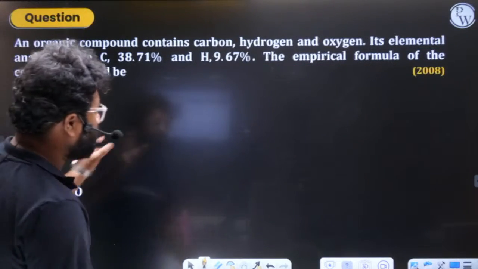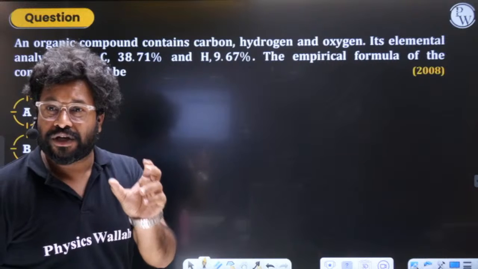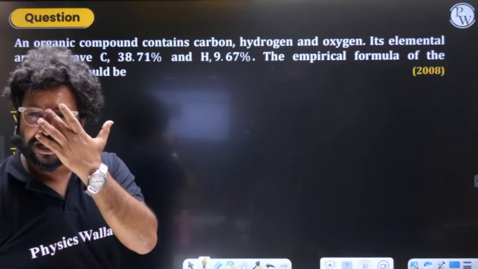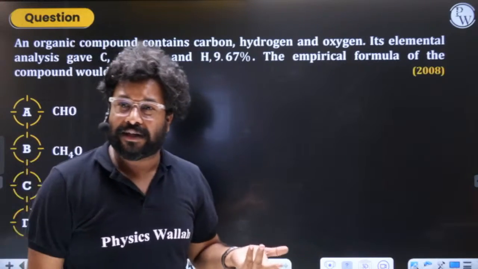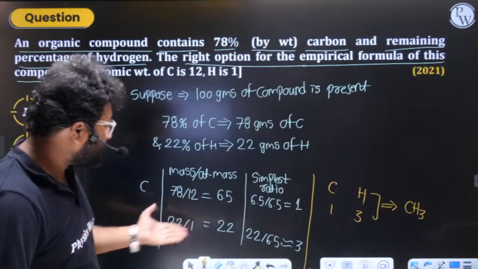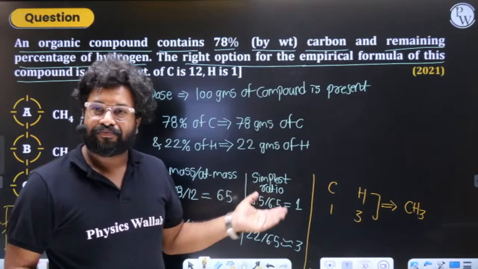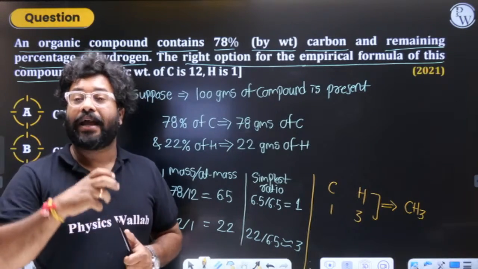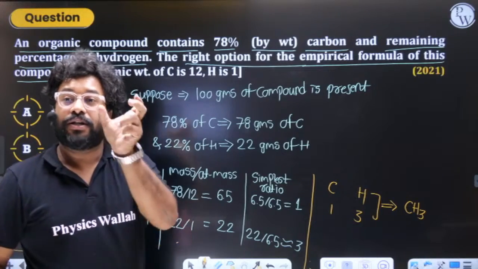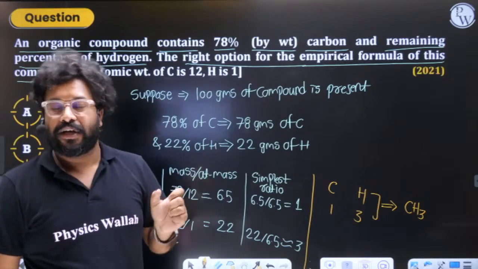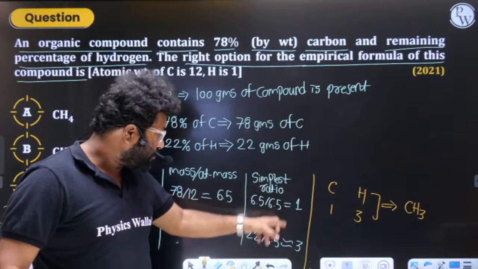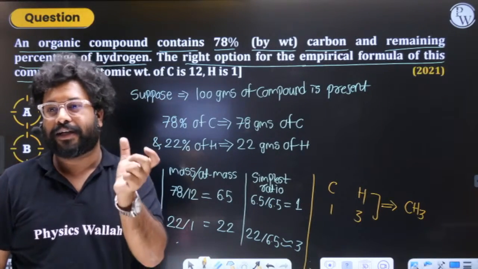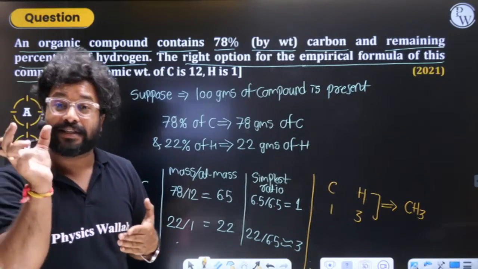There is the same question of this category, but I'm going to put... Sir, I didn't get you. Why divided by 6.5, sir? Because it is the smallest number, beta. You need to divide by the smallest number in order to find out the simplest ratio of the atoms. That is why every time you take the smallest number and divide each and every number by that smallest number, so that you can get the exact ratio.